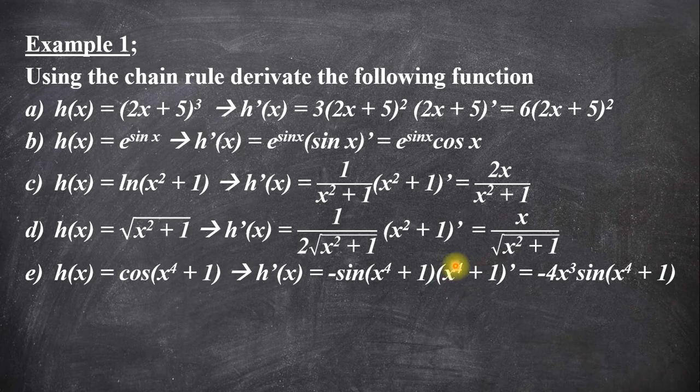4x cubed times sine, which is minus 4x cubed sine of x to the power 4 plus 1.